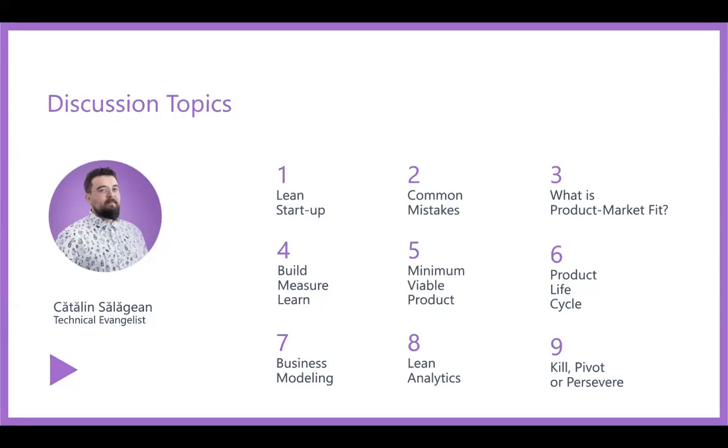Now, as discussion topics, we will go through the lean startup, the common mistakes and how to avoid them, the product market fit. What is actually product market fit? The build, measure, and learn cycle, which is widely misunderstood. The MVP, minimum viable product, what is an MVP and what's not an MVP. The product life cycle, business modeling, lean analytics, and kill, pivot, or preserve. The meaning and when and how to apply them.